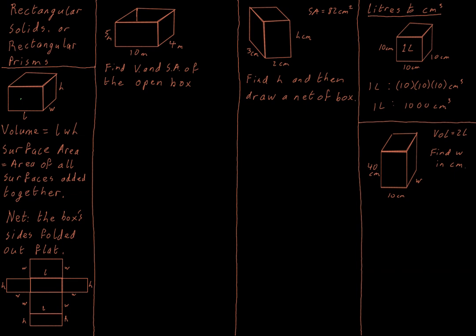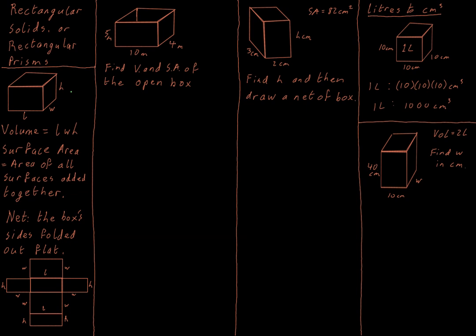Now, as always, when we recognize our shape, we're going to say, well, do I know any formulas? Do I know any equations that I can link to here? In this case, it's very similar to the area of a rectangle. It's just we have an extra dimension. So the volume, the amount of space that the box takes up, is going to be the length multiplied by the width multiplied by the height. And this is only true for our rectangular prisms, for our rectangular boxes.